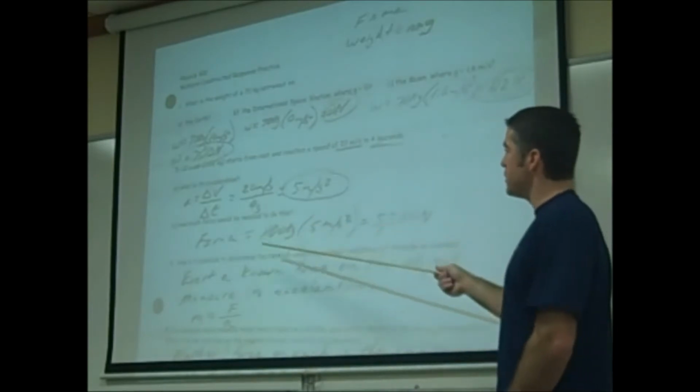2b, how much force is needed to do it? Force is mass times acceleration. You've got the mass, you've got the acceleration, multiply them together, and you get 5,500 newtons.